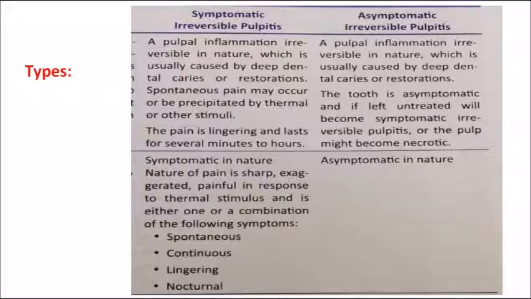In case of asymptomatic, the pulpal inflammation is irreversible in nature, caused by deep dental caries or restoration, similar to symptomatic irreversible pulpitis. The tooth is asymptomatic, and if left untreated, it will become symptomatic irreversible pulpitis, or the pulp might become necrotic. These are the two chances where it can go further. And asymptomatic in nature means no symptoms will be there.